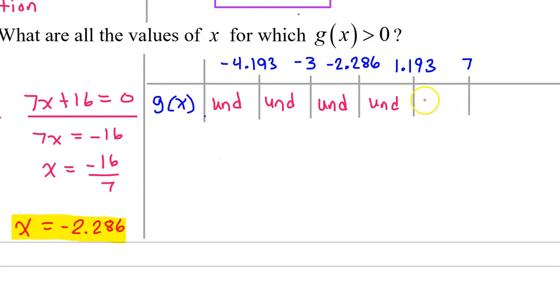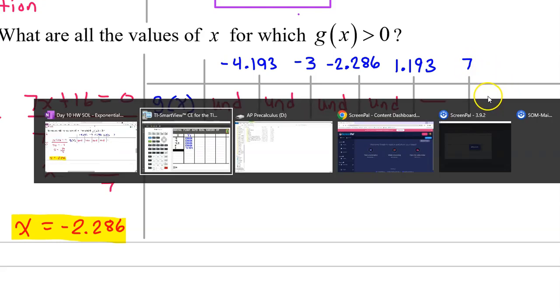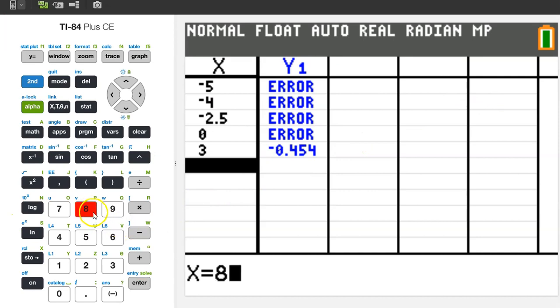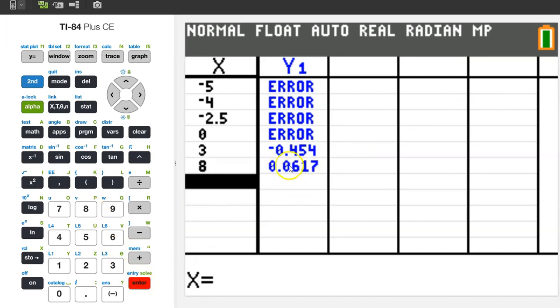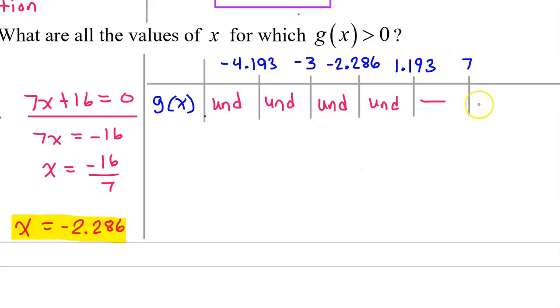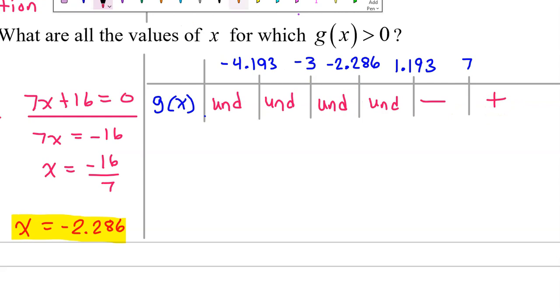So we put that minus on the sign chart, and then for one more interval, we need a value that is bigger than 7. Let's just do 8. So plugging in 8, and this time we get a positive value. So let's put that plus sign on the sign chart. Because we are looking for where g of x is greater than 0, the solution will be in the interval where g of x is positive.